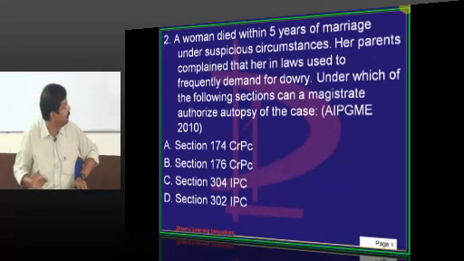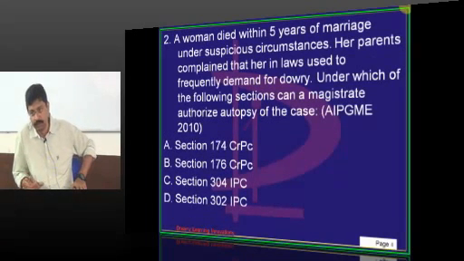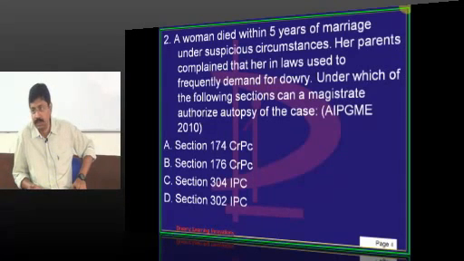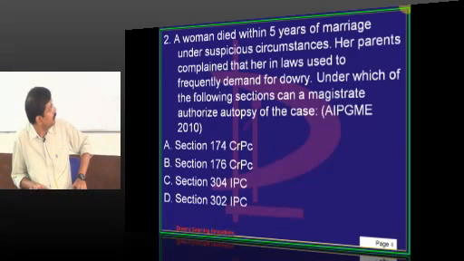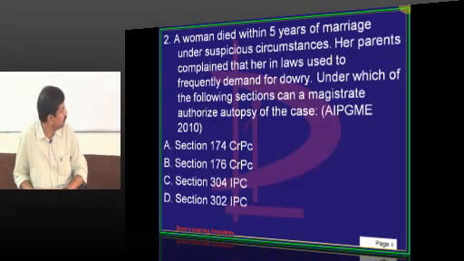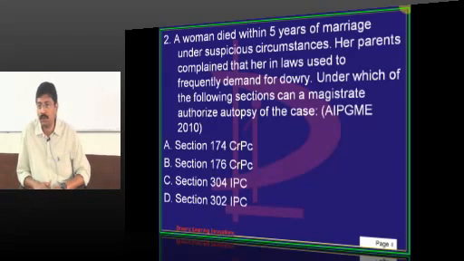A woman died within 5 years of marriage. After marriage, she has died under suspicious circumstances. So it is not a natural death; it is an unnatural death. Her parents complained that her in-laws used to frequently demand dowry. Under which of the following sections can a magistrate authorize autopsy of the case? Is it 174, 176, 304 or 302?